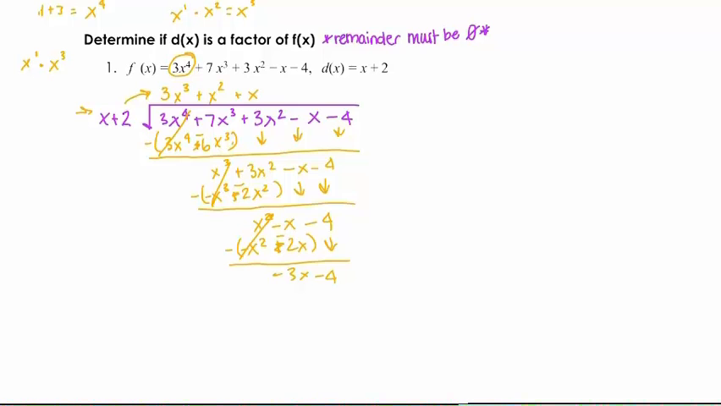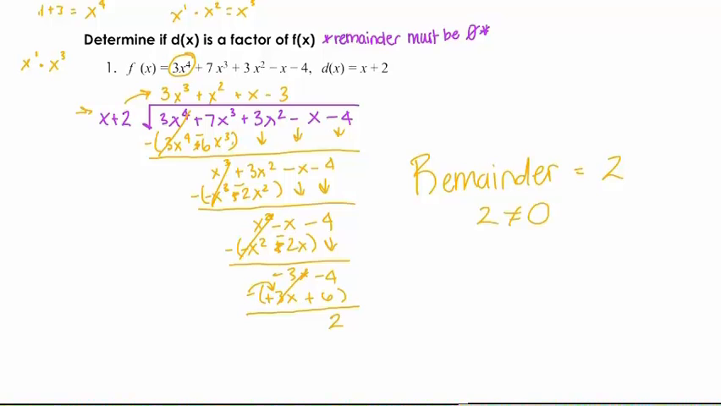What do we have to multiply to get negative 3x? That's going to be negative 3. Then multiply that out. That gets you 3x. 2 times negative 3 is negative 6. When you distribute that negative again, you're going to have a positive 3x and a positive 6. The 3x's cancel out, but you're left with a remainder of 2. So in this case, your remainder is 2, and since it's not 0, d of x is not a factor of f of x.